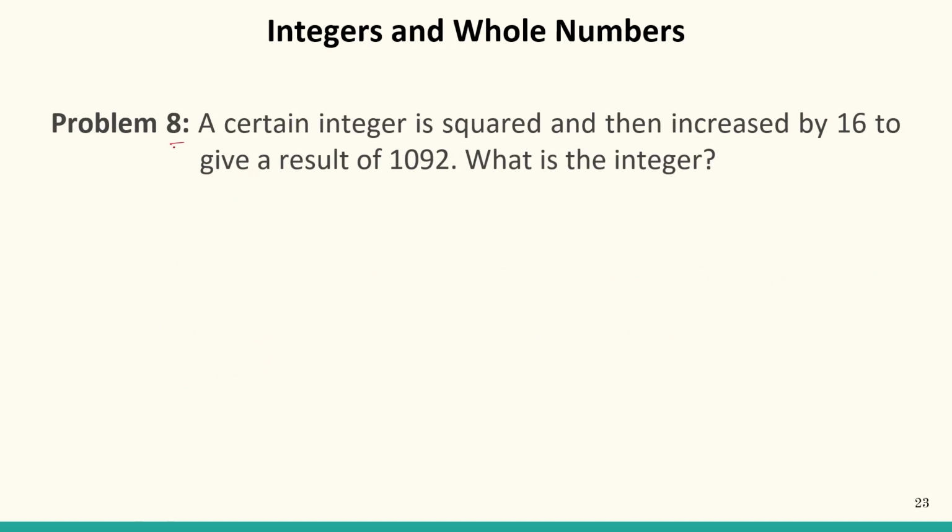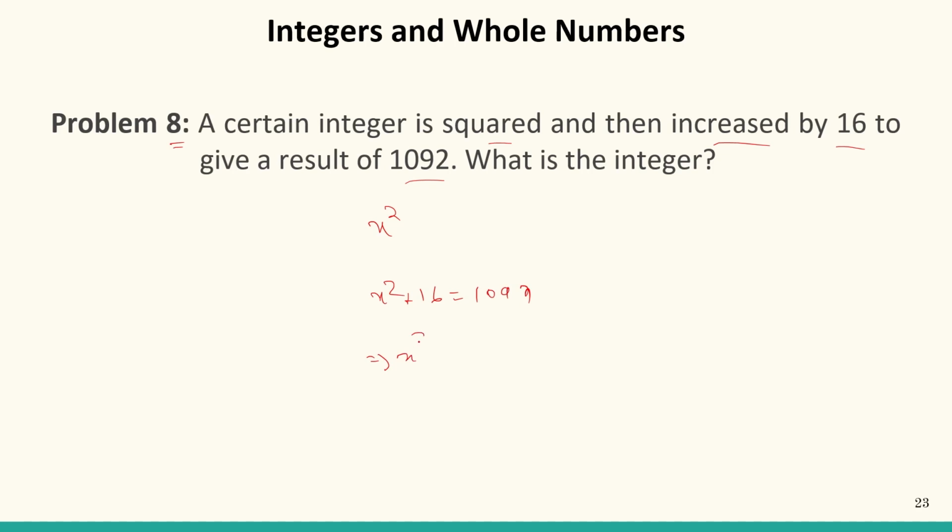Let's go forward with problem number 8. A certain integer is squared and then increased by 16 to give a result of 1092. What is the integer? Let the integer be x. It is squared, so x square, and increased by 16. Given that x square plus 16 is equal to 1092.